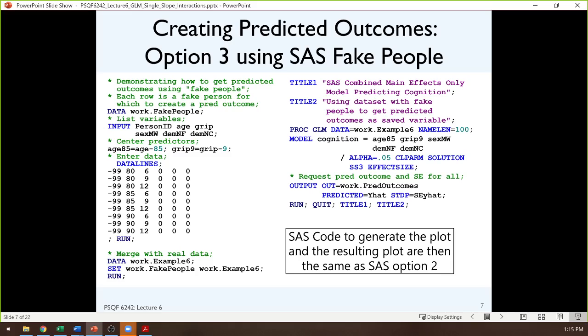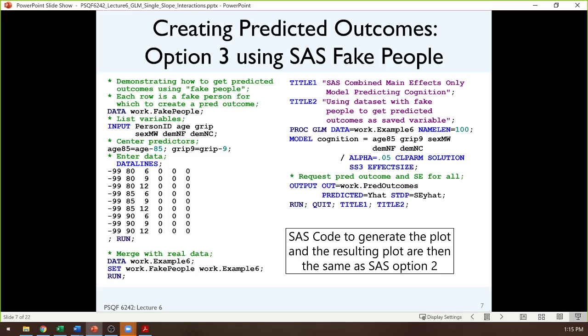Yeah, so for the fake people thing, you're generating predictor values for the sort of people you'd want to make predictions for, right? And then you're making predictions for them and checking and seeing, okay, these are the people I'm interested in, and this is what the model predicts for them. These are the people I want to show in my plot.